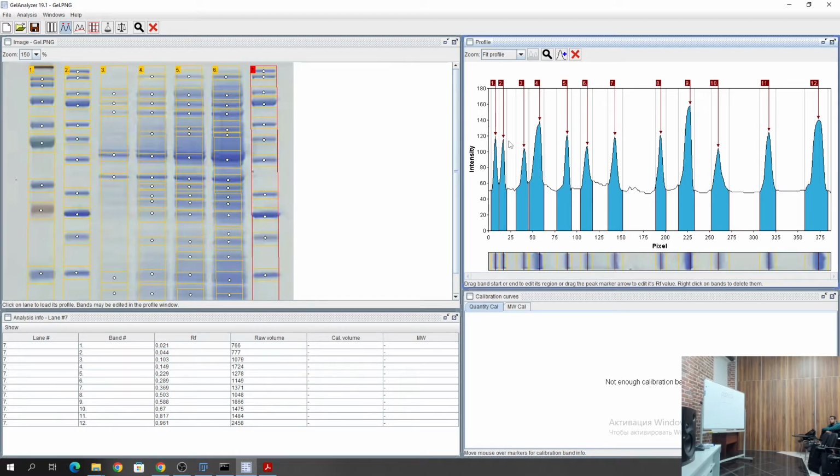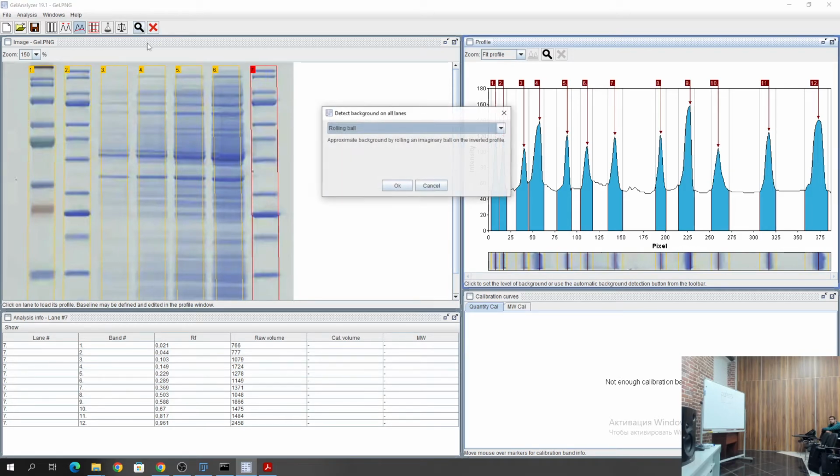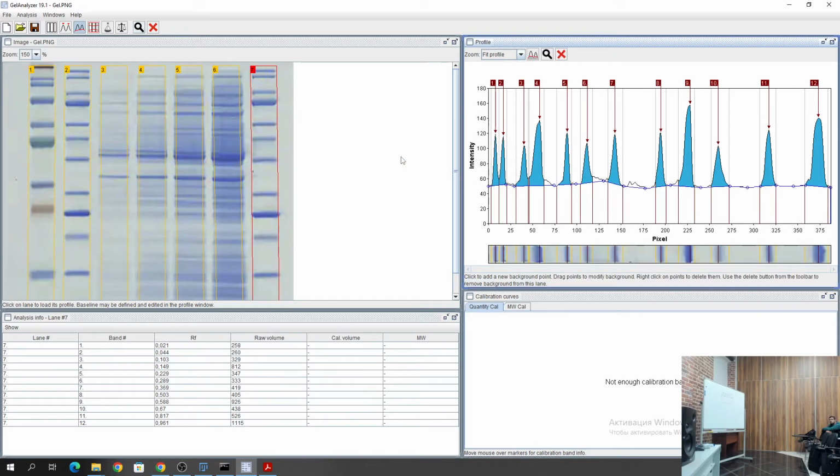And the problem that still remains is that there is a base level. Even if there is no protein, we still read some numbers, and we want to make this background non-existent. We can do that with another tool here, and we can automatically subtract the background with different algorithms. I think that the rolling ball is the most usable here.